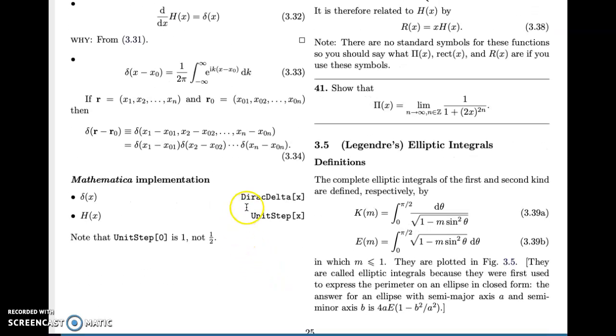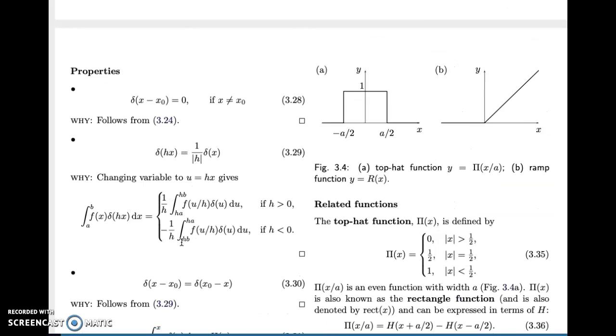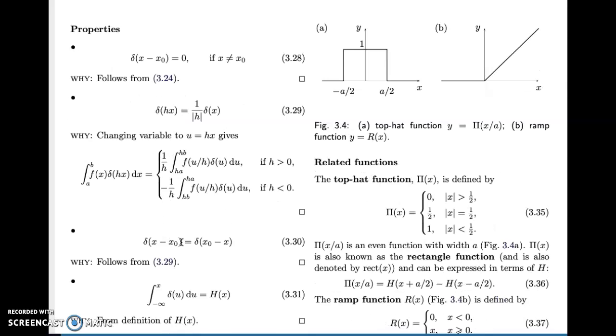So Mathematica knows about these functions. Dirac delta behaves itself. The Heaviside step function is called unit step, and this is what I warned you about. In Mathematica, the unit step of 0 is defined to be 1 and not 1/2 for some reason. Sure, they got their reasons.